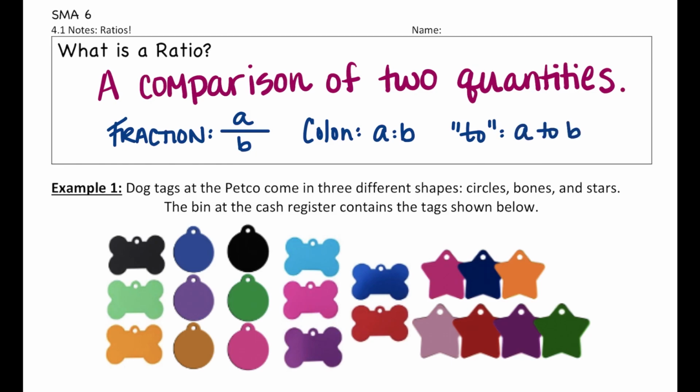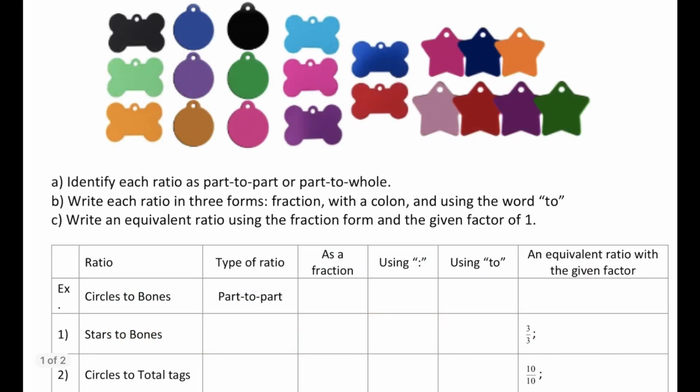So in order to create a ratio, first we have to have some quantities to compare. So that brings us to our first example here. Dog tags at Petco come in three different shapes: circles, bones, and stars. The bin at the cash register contains the tags shown below. Here's our circles. Here's our bones. Here's our stars.